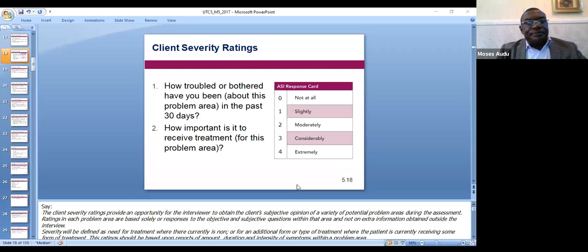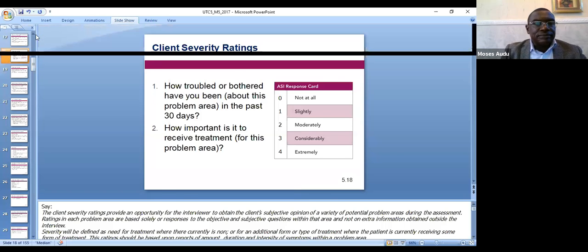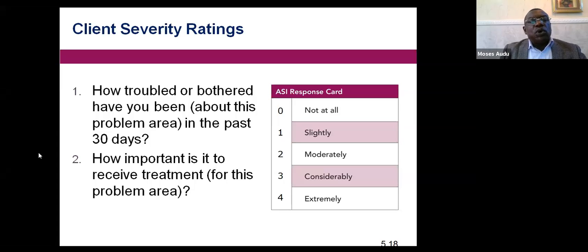Moses? Yes, Beatrice, thank you very much for that introduction. We now go to the client severity index. Let me share my screen so that I can move on. So we'll be talking about client severity ratings. This is a response card. You recall that we had one when we introduced the ASSIST and administered it.